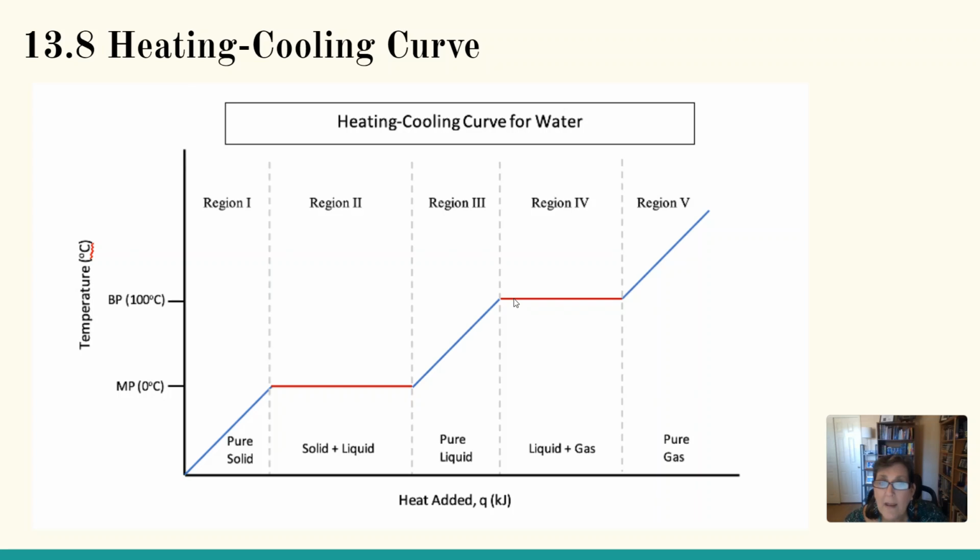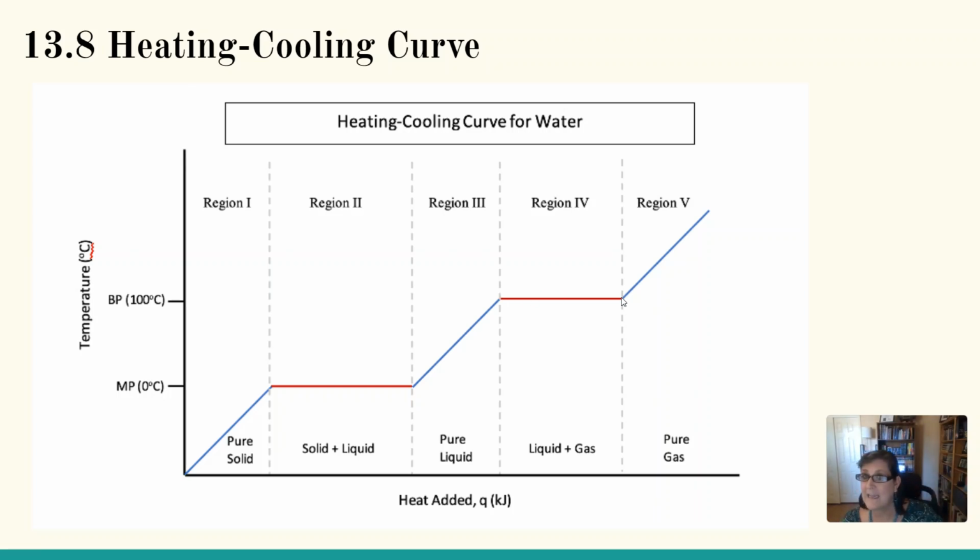So we are boiling the liquid, and that is the red flat part. And we stay at the boiling point because all of the heat we're adding goes into breaking those intermolecular forces. We have a liquid and we're pulling the liquid apart into gas. So all the heat energy goes to that. So it stays flat and the temperature stays constant at the boiling point. Eventually, we have turned 100% liquid into 100% gas.